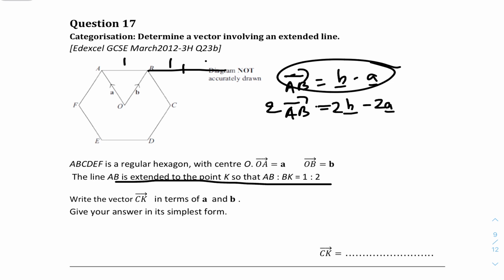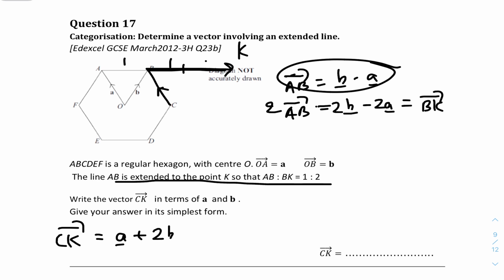So CK. So we have to go from CB to BK. Right? And this 2AB is basically BK. Therefore, CK is equal to CB, which, because it's a parallelogram and it's parallel, will be equal to A. So it'll be A plus BK, which is 2B minus 2A. And if you were to simplify it, you would get minus A plus 2B, like so. So CK is minus A plus 2B, like so.